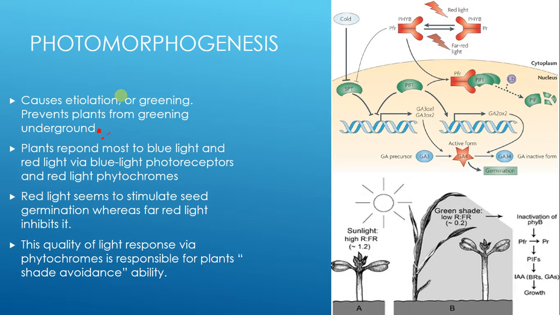Plants also respond to blue light and red light because they have blue light photoreceptors and red light phytochromes. Red light seems to stimulate seed germination, whereas far red light seems to inhibit it. So when red light is shone on seedlings, they tend to germinate more quickly. As you see right here, red light stimulates these phytochromes, which then helps to activate secondary messengers, which act as transcription factors to move along seed germination.